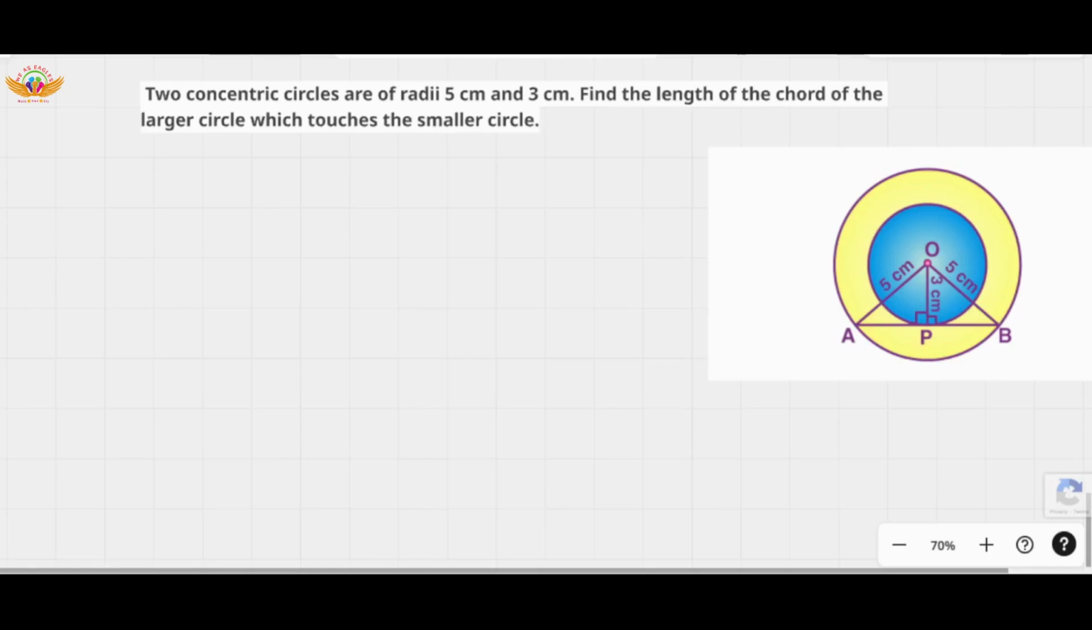Let me write that. See here, this tangent AB will be the tangent to which circle? The smaller circle. Let me write it down. The tangent AB is perpendicular to the radius at the point of contact P. So now what will happen? Angle OPA is equal to 90 degrees.